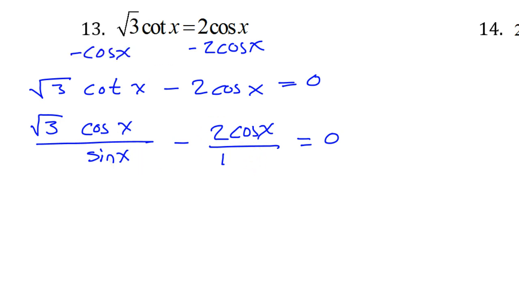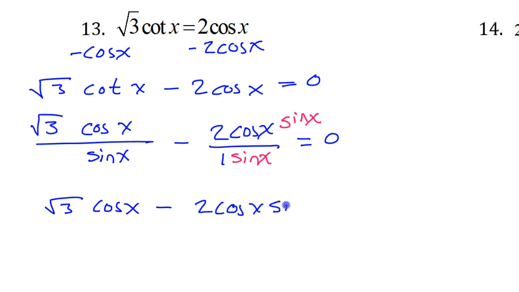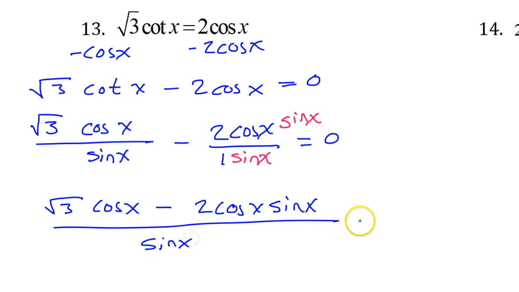So if I wanted to put these together, I would need like denominators. So the way that would happen would be if I multiplied both sides by sine x. Okay, so now I have like denominators. So if I put these together, I would have radical 3 cosine x minus 2 cosine x sine x all over sine x. And this equals 0.